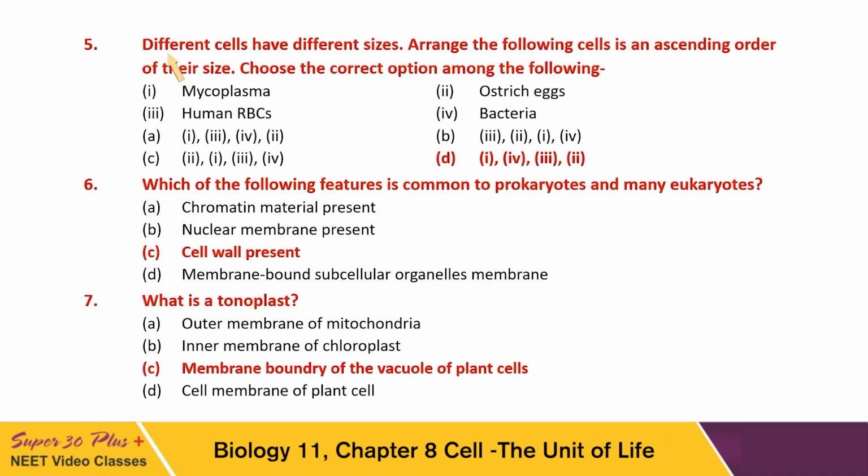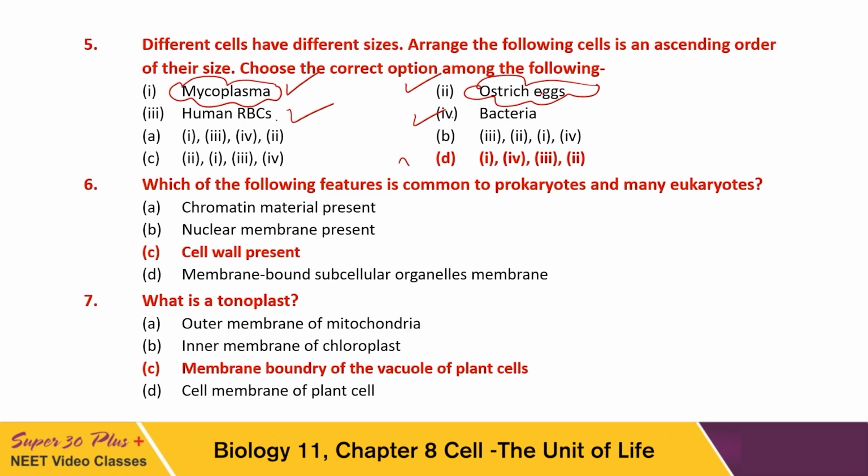Come to the next. Different cells have different sizes. Arrange the following cells in the ascending order of their size. Choose the correct option: mycoplasma, human RBC, ostrich egg, and bacteria. There is no doubt mycoplasma is the smallest one. Ostrich egg is the largest one. No doubt, first and last. Human RBC and bacteria: bacteria is definitely smaller than human RBC. The right answer will be: first mycoplasma, second bacteria, third human RBC, and last one ostrich egg.